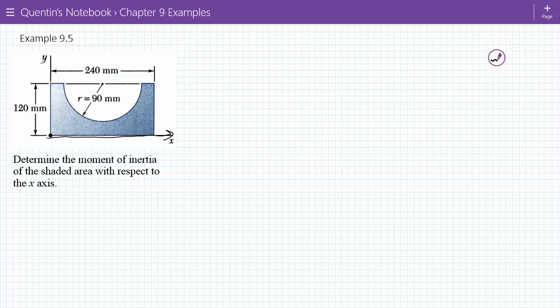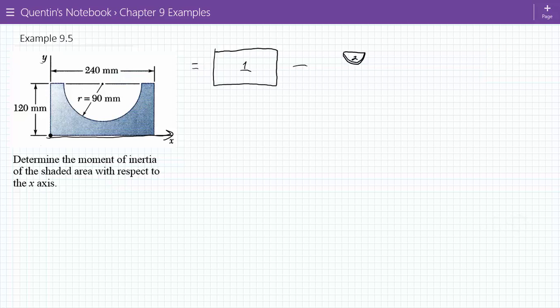So what is this shape? This is a composite shape. So what do we know? I'm not going to draw it to scale. It's this big block, minus this little semicircle, or sorry, this true semicircle there. We'll call this 1 and we'll call this 2.